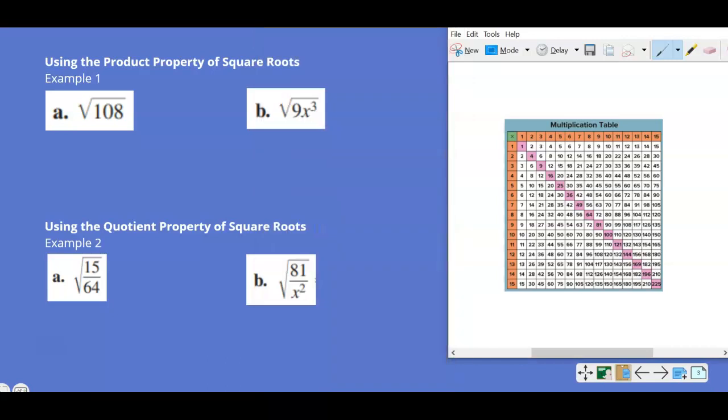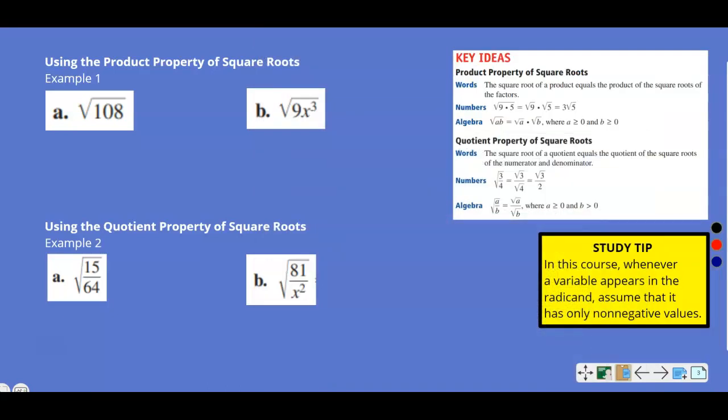So let's do the square root of 36 times the square root of, I think it was 3. 36 times 3 is 108. Yes. All right, so that is the product property. Product means multiplication. And then we can see that the square root of 36 is 6, and the square root of 3 is not a perfect square, so it stays underneath the radical sign.